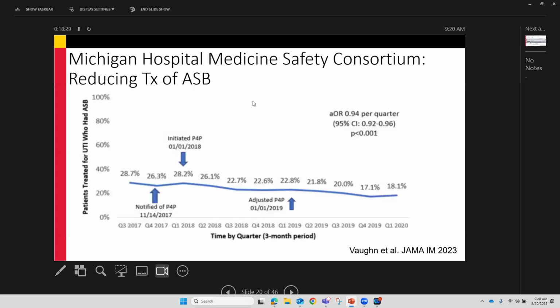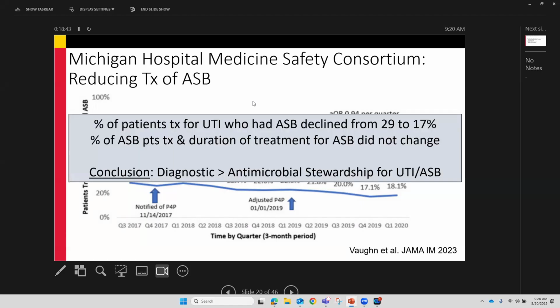And so this is their main finding, that over time, from the beginning of this initiative to the end, they were able to reduce the number of patients who were treated for UTI who actually had ASB. And so this went from about 30% down to 17%. And they noticed that of those people who didn't have any symptoms, so they had chart review of these cases, the patients who had a positive urine culture without symptoms, they still got antibiotics. So the real change was that people didn't get cultured as often.